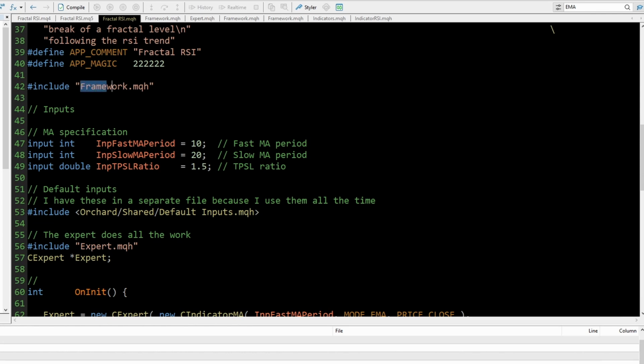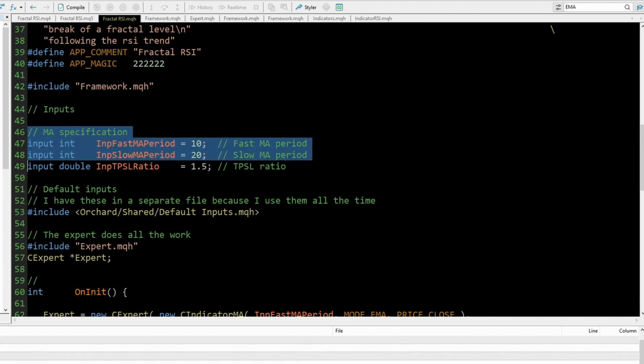It includes this file framework.mqh. That file is inside Fractal RSI, so this is all the same as previously. And now there were two changes suggested from the comment, and those changes are independent. I can make one or the other. So first I'm just going to change this to use the RSI as the trend filter rather than the moving average. So these input statements, fast MA period and slow MA period, are not needed. I'll just replace those.